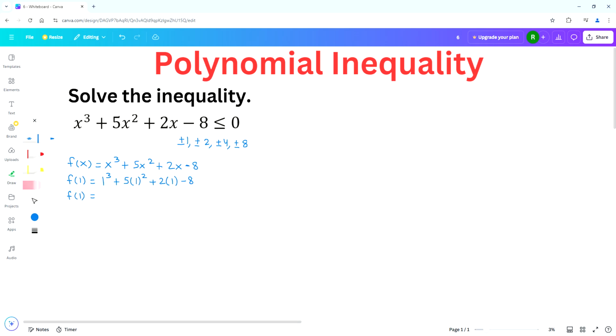One cubed is equal to 1. 5 times 1 squared is equal to 5. 2 times 1 is 2. f at 1 is equal to 0. That means at x equals 1, the value of the cubic polynomial becomes equal to 0. So a factor for this cubic polynomial is x minus 1.